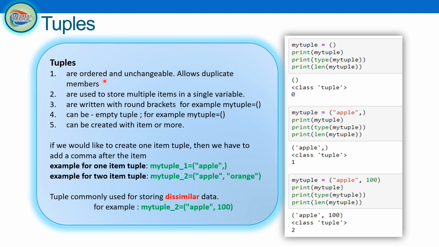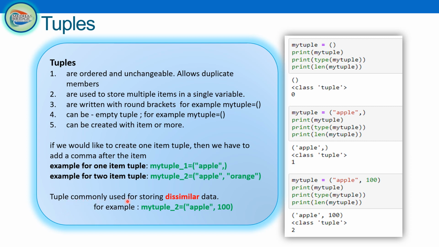Tuples. Tuples are ordered and unchangeable, allow duplicate members. And tuples are used to store multiple items in a single variable. Tuples are written with round brackets, and can be an empty tuple, and can be created with items of different data types. If we would like to create one item tuple, we have to add a comma after the item. Example for one item tuple is this. Example for two item tuple is this.